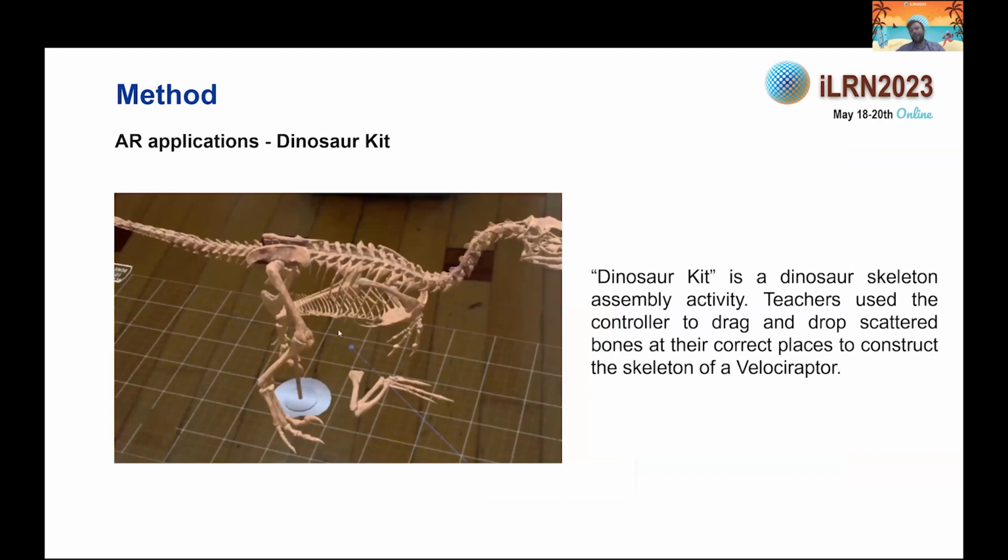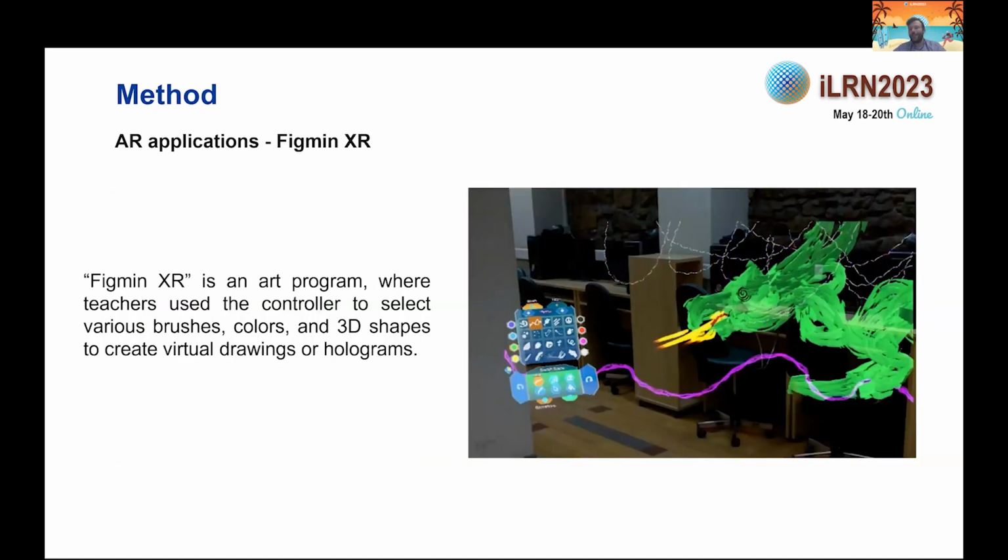In the following slides, I'll present the augmented reality applications that we selected. The first one, as you can see, is called Dinosaur Kit. It basically allowed the teachers to create a velociraptor by dragging and dropping bones, as you can see in the picture. The second one was Figmin XR, that basically allowed the teachers to create virtual drawings. This was a rather interesting application.